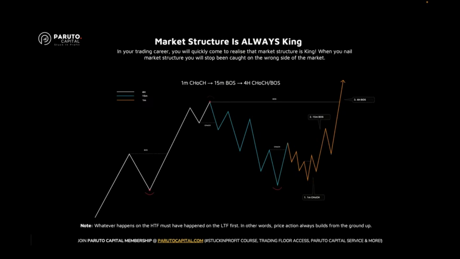So market structure is always king. I so believe this. Market structure is always king. These patterns repeat themselves over and over again. And the more you understand market structure, the more you'll be well grounded to always be on the right side of the market. So you won't be caught on the wrong side of the market, taking trades in the wrong direction when you should be taking it in some other direction. When you understand market structure, this will become super useful going forward. So that is that.